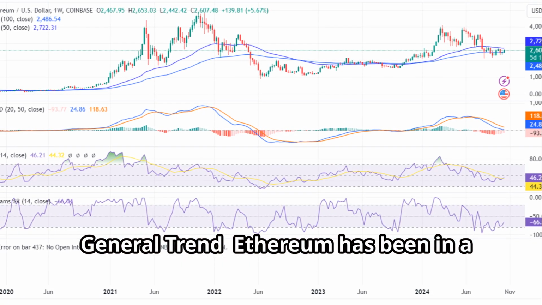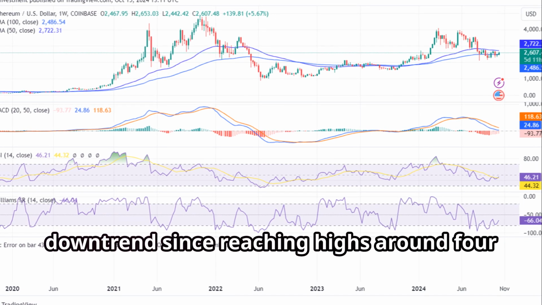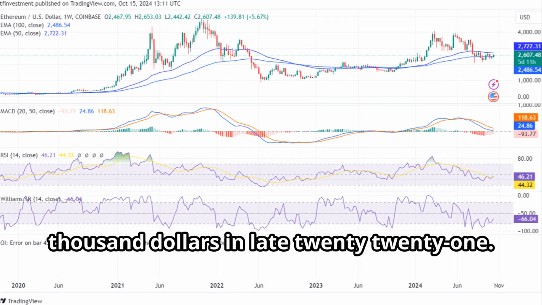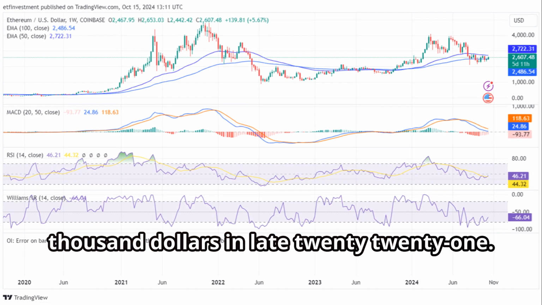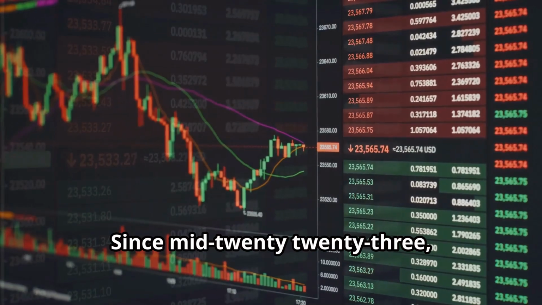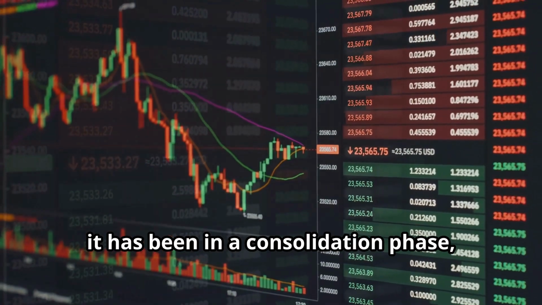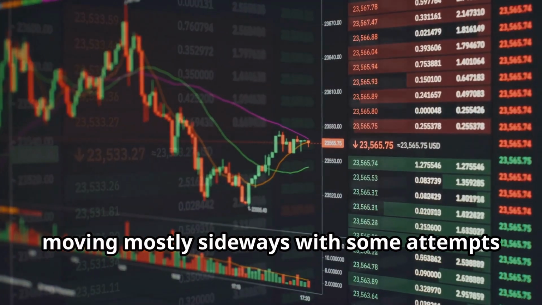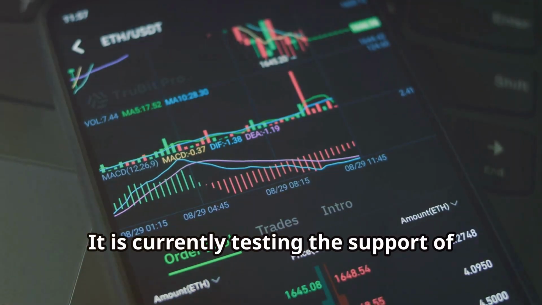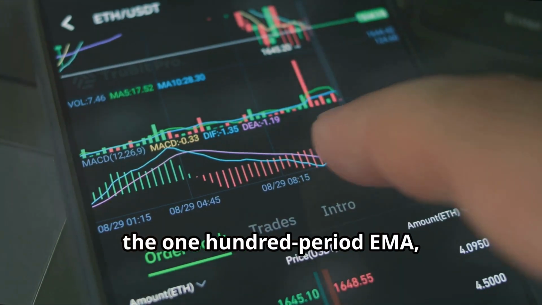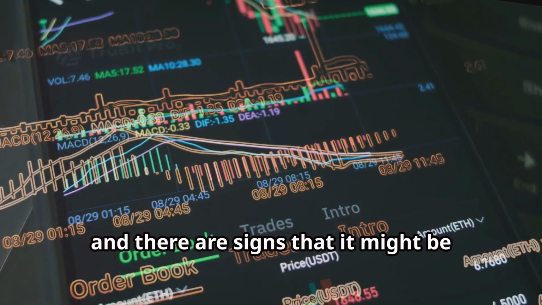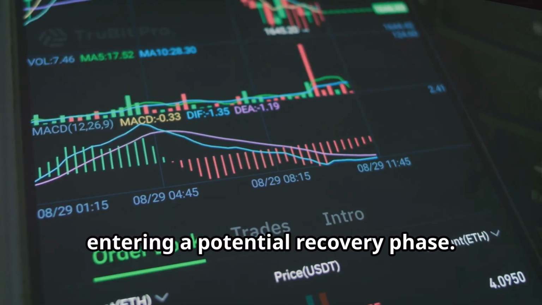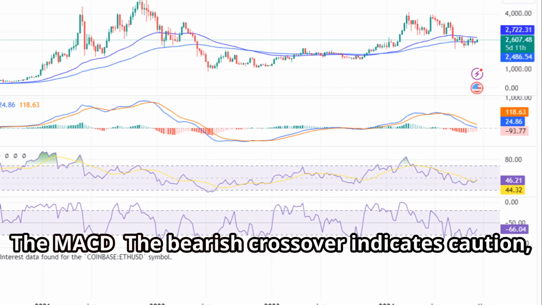General trend. Ethereum has been in a downtrend since reaching highs around $4,000 in late 2021. Since mid-2023, it has been in a consolidation phase, moving mostly sideways with some attempts to recover. It is currently testing the support of the 100-period EMA, and there are signs that it might be entering a potential recovery phase.